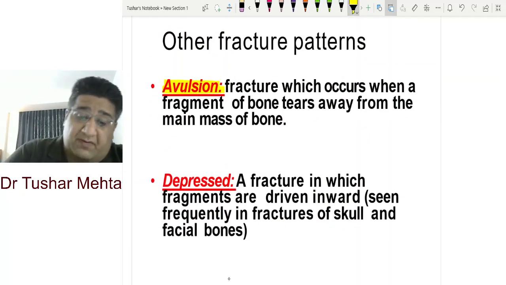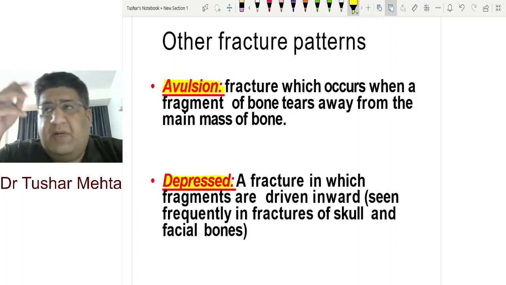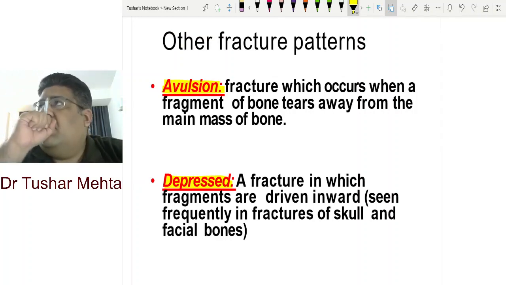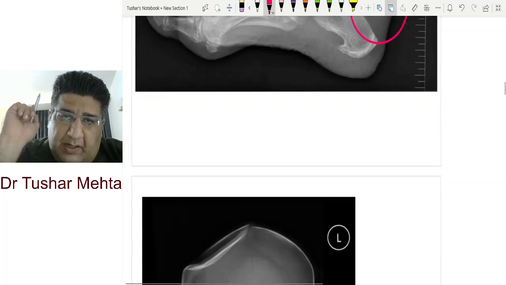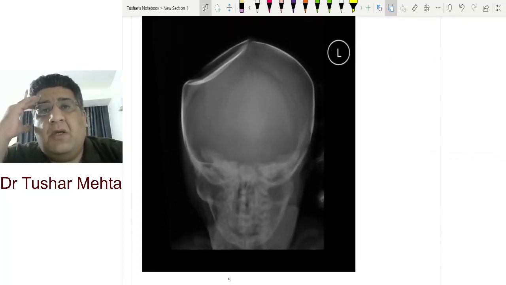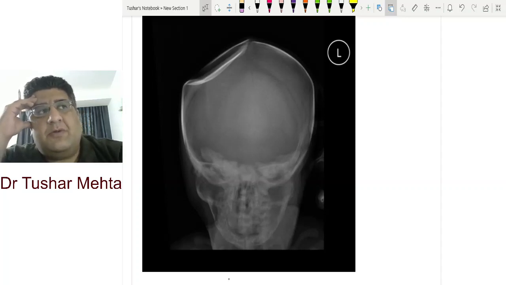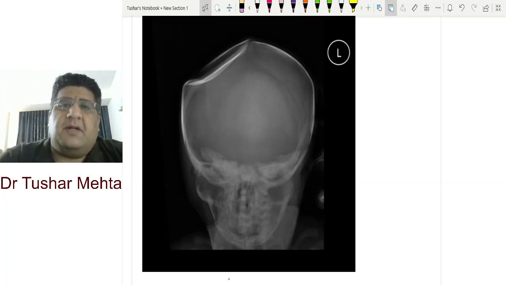Now, apart from that, we have a depressed fracture. Depressed fracture can be seen in many bones. There are many patterns also, but I would like to categorically mention only one area, and show you only one example, and that is a depressed fracture of the skull. So guys, apart from incomplete, complete, closed and open, these are also two fracture patterns. These are two fracture variants, which are basically the avulsion fracture and the depressed fracture.